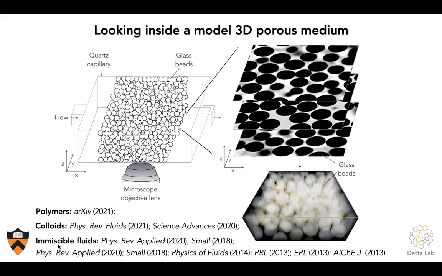We've also been studying immiscible fluids. So what happens when you have non-wetting fluids that infiltrate the pore space, right? Like non-aqueous contaminants, like chlorinated solvents. This is something that we've done a lot of work on over the years, and some of the papers are listed here. Feel free to check out our lab website if you're interested in them.